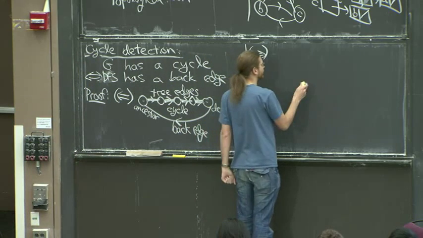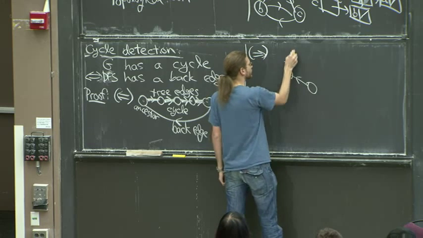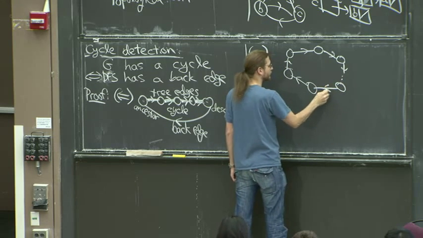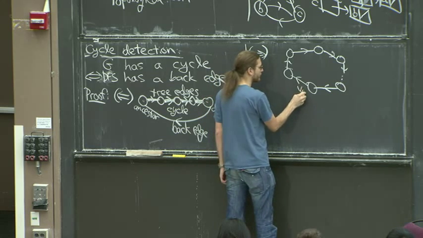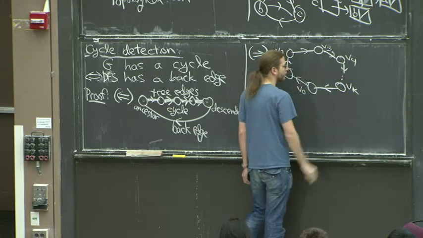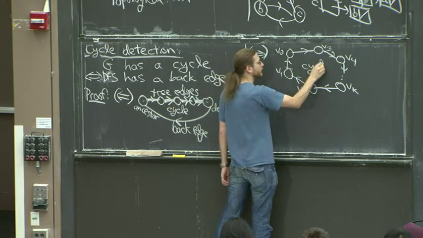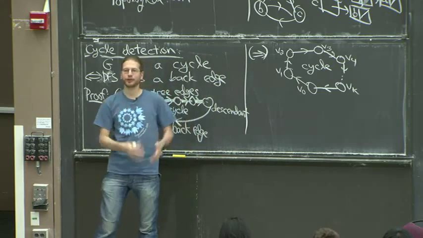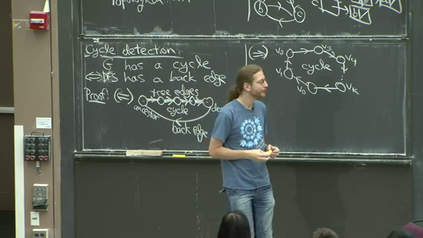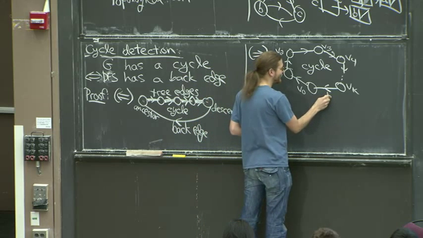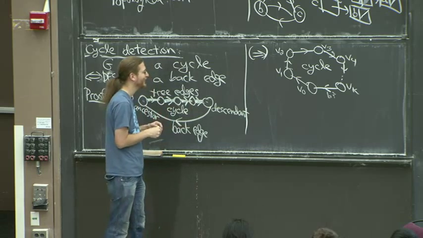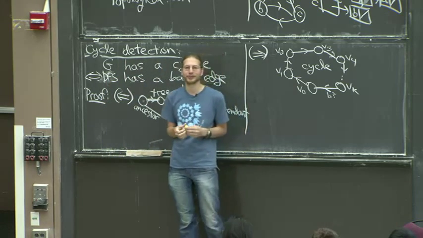Think about that. Let me draw a cycle. Here's a length k cycle. Which of these edges do you think is going to be a back edge? Let's hope it's one of these edges. Sorry? VK to V0. That's a good idea. Maybe this is a back edge. Of course, this is symmetric. Why that edge? I labeled it in a suggestive way. But I need to say something before I know actually which edge is going to be the back edge.